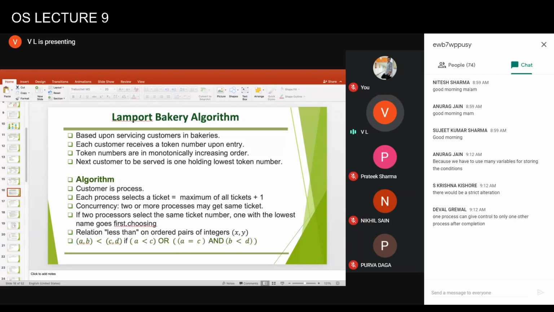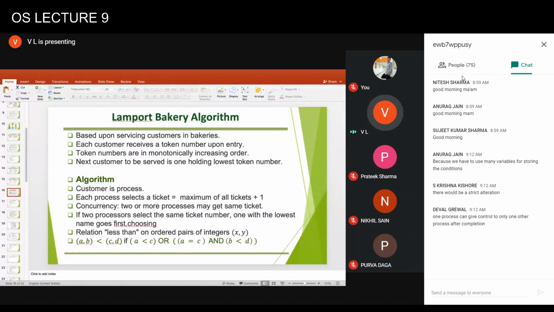If n processes want to enter the critical section, they get a ticket number. The ticket number can be in a range of 0 to n minus 1, or it could even go more than n, depending upon the current ticket numbers which are assigned. Whenever a process tries to get a ticket number, it will check the maximum of the ticket numbers which have been assigned to other processes, and then increment that number by 1 and assign the ticket number to itself.